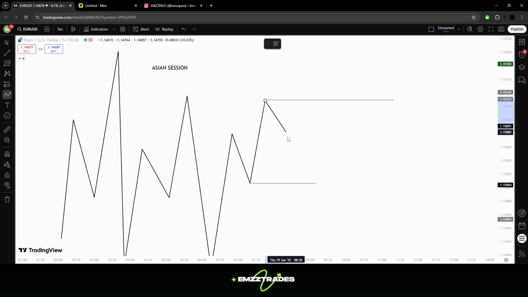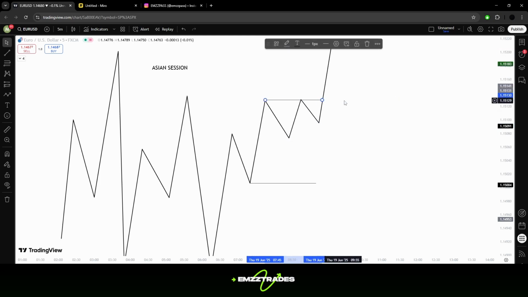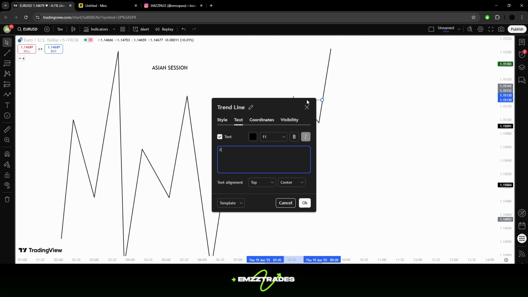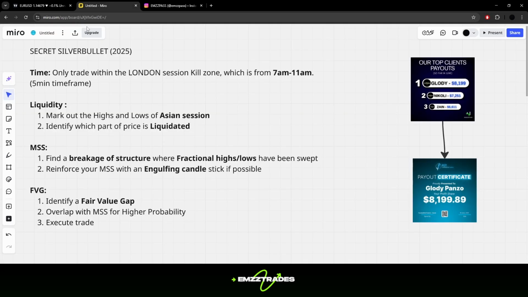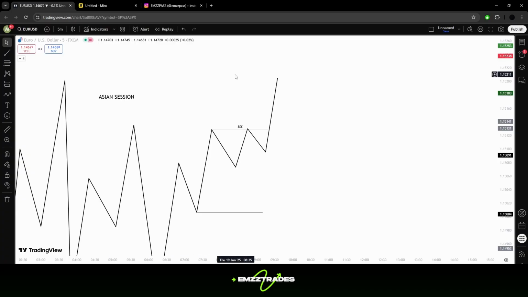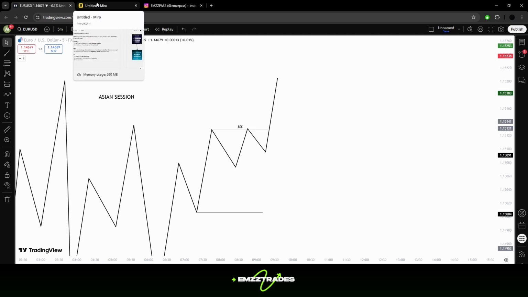But what we're going to be doing is playing price forward, and you're going to be waiting for price to actually sweep Asian session. And as soon as it sweeps the highs, it's going to be our liquidity area, just like that. As soon as it gives us that liquidity area, what we need to do next becomes very important and crucial. We need to identify a fair value gap. Okay, but before we identify a fair value gap, we need to identify a market structure shift, right?